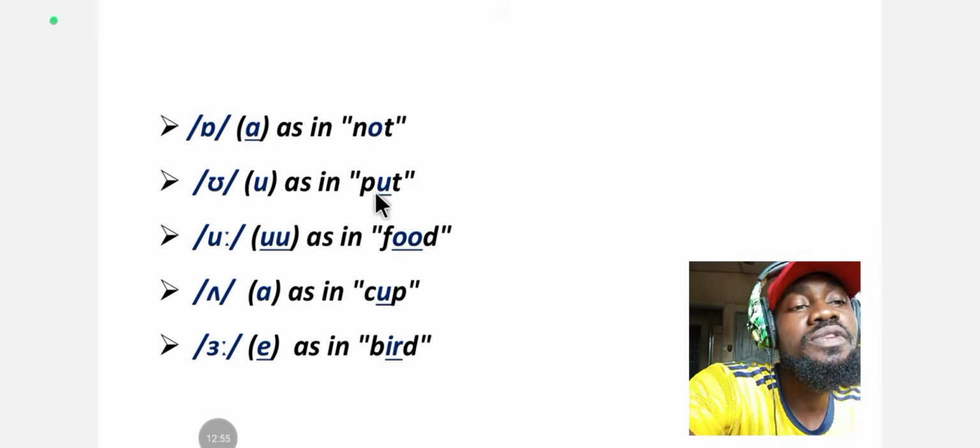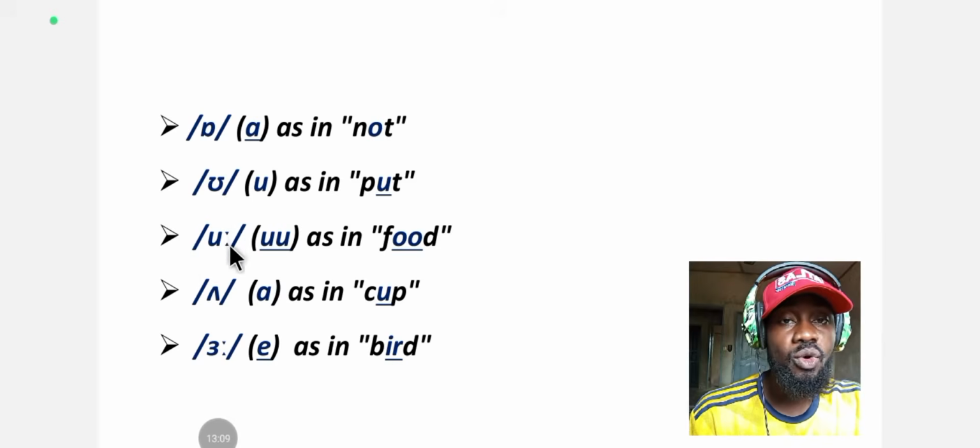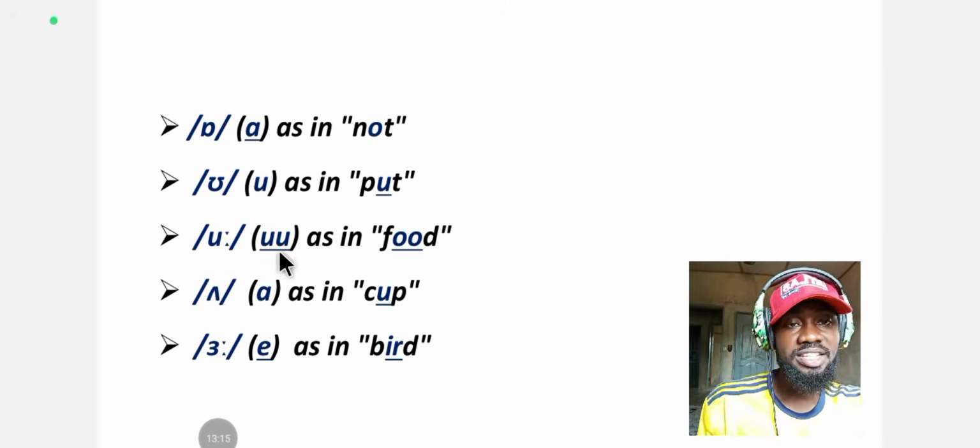These are monophthongs. Remember what I told you about seeing two dots or this colon type of stuff here? You know the meaning. Okay, it means that you should draw it out. So you are seeing it here. Food.